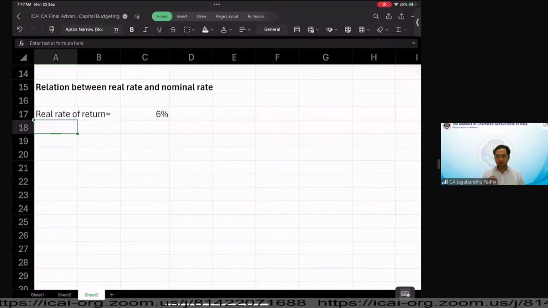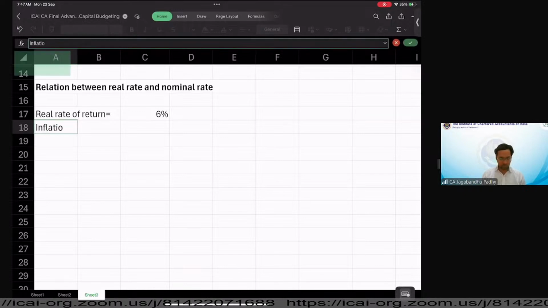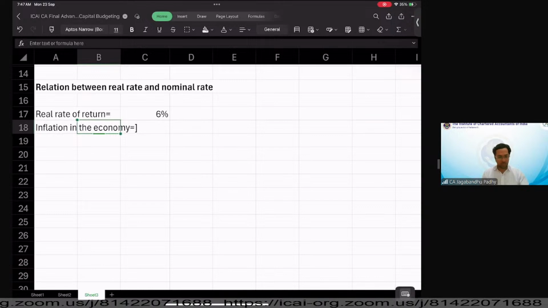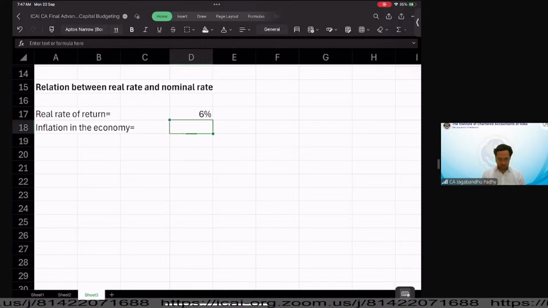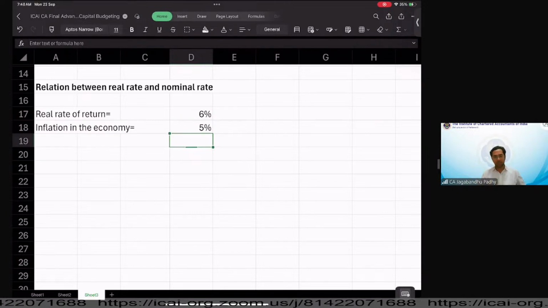And the ongoing inflation in the economy is, suppose, 5%. Inflation in the economy is 5%. Can you tell me what should be the rate of return that you should be expecting from the project? If I talk of nominal rate, what should be the nominal rate of return which you should be expecting from the project?